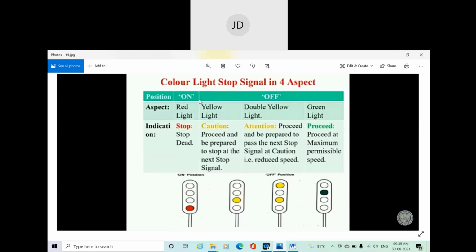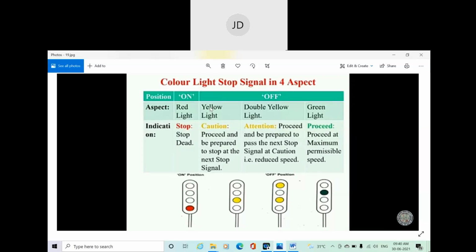And when it comes to four aspect, a color light stop signal can be provided with four signal lights. That means one for red, one for green, obviously, and two for yellow. One yellow will be intermediate in between red and green, and one yellow will be at the top. Got it? Fine. So red means stop as usual, green means proceed with maximum permissible speed.